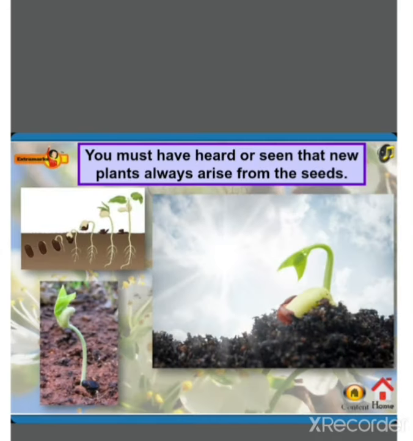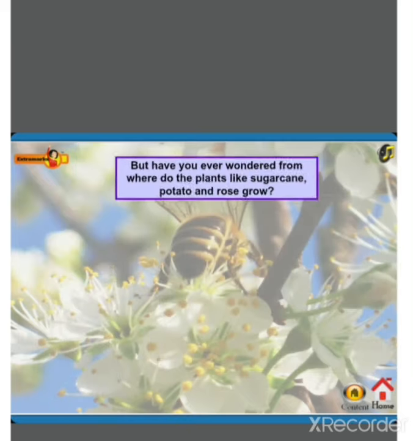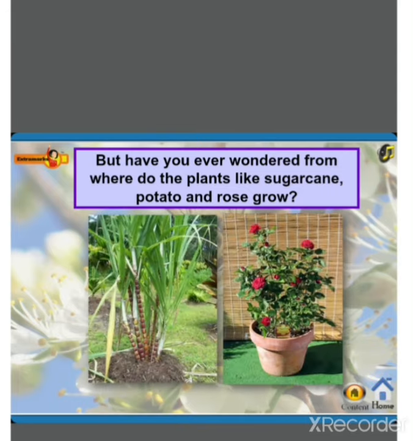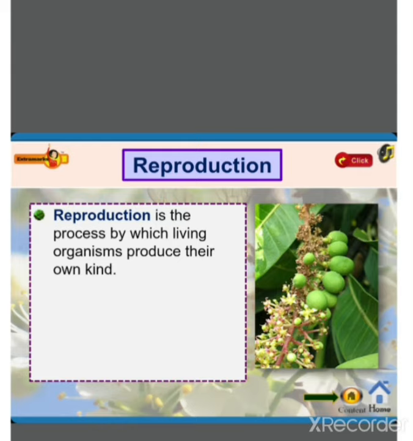You must have heard or seen that new plants always arise from the seeds. But have you ever wondered, from where do the plants like sugarcane, potato and rose grow? Let us define the term reproduction. Reproduction is the process by which living organisms produce their own kind.